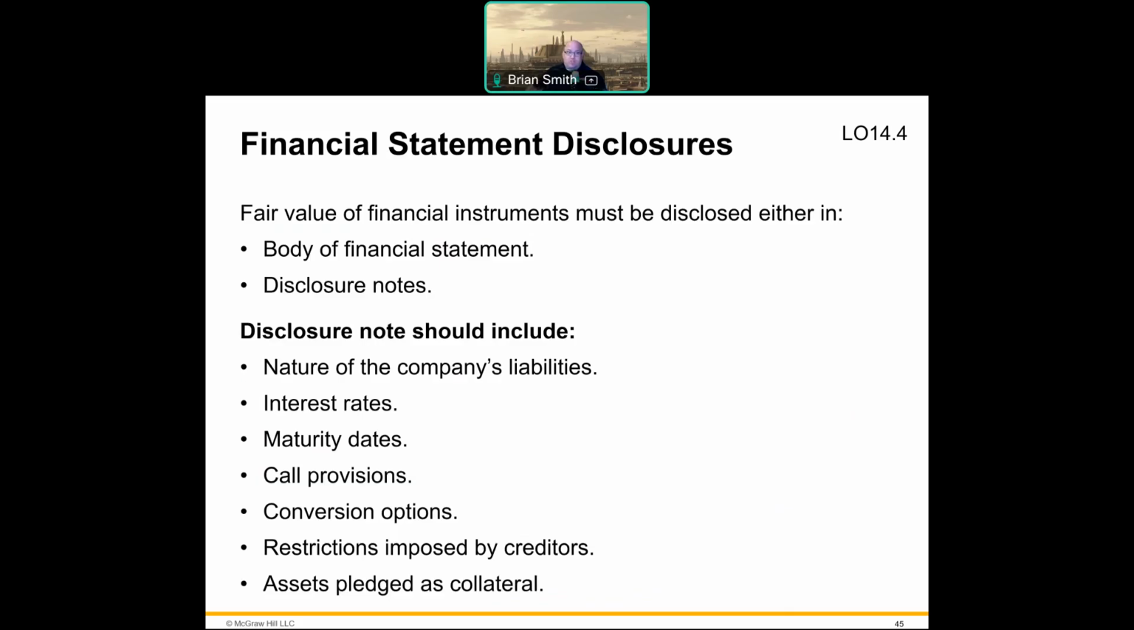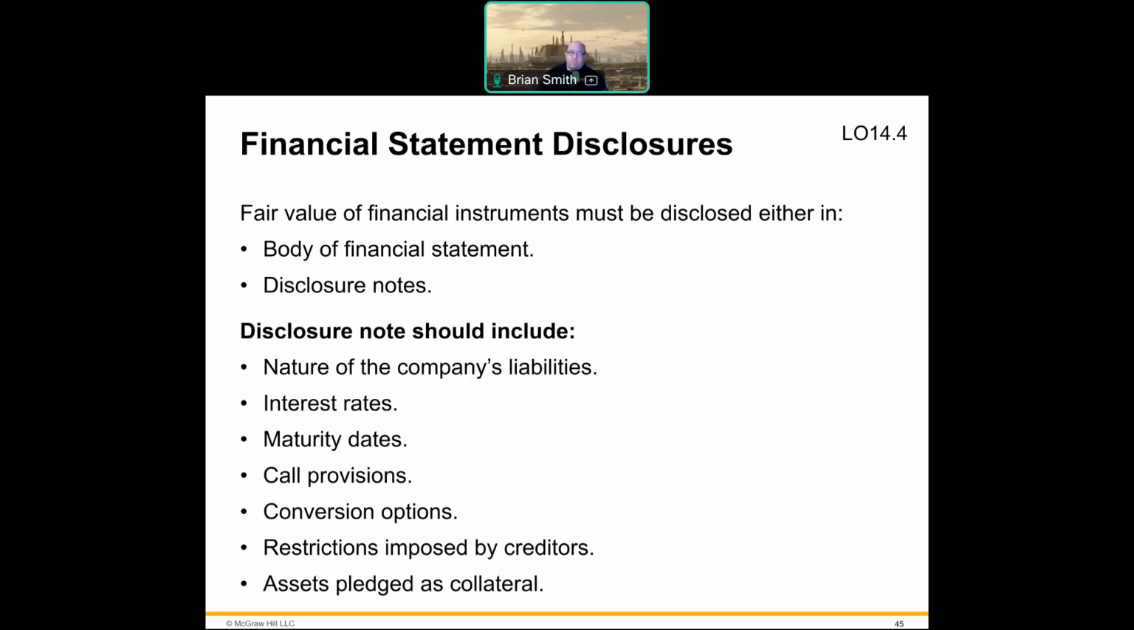Okay, financial disclosures. We need to disclose either in the financial statements or the disclosure notes any of the fair value financial instruments we have. We need to identify all this information that you can see here. I'm not going to go through all that. You can pause and read each one of those, but bottom line is you cannot hide the stuff from your investors or your creditors. You've got to let them know.